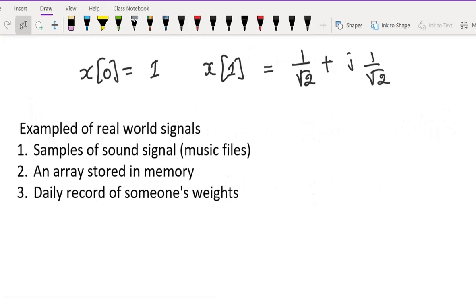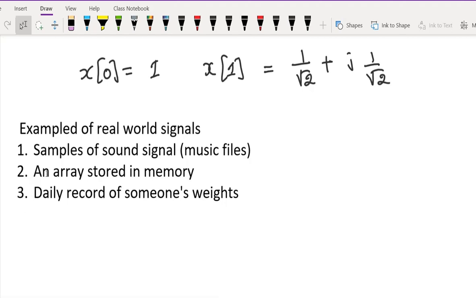So let's look at some examples of realistic discrete time signals. In continuous time signals, we talked about sound signals in general, which are variations of pressure, and they are continuous time signals. But let's say you take that signal and you sample it, then you get discrete samples. You can say first sample, second sample, third sample, and so on. So once you sample a signal, then it becomes a discrete time signal.